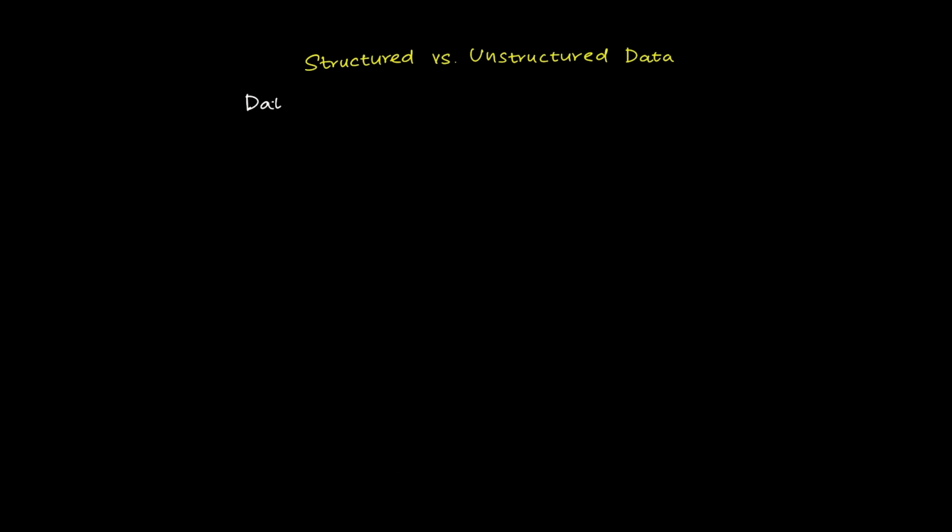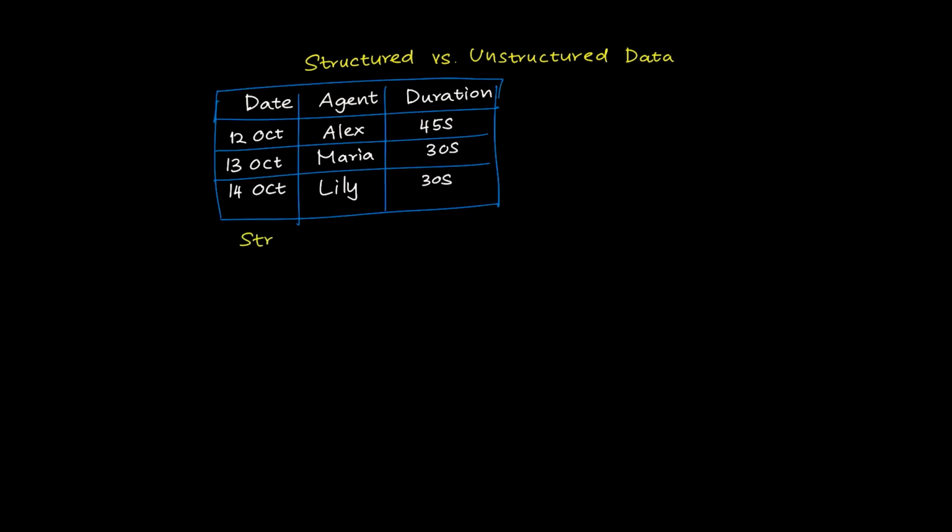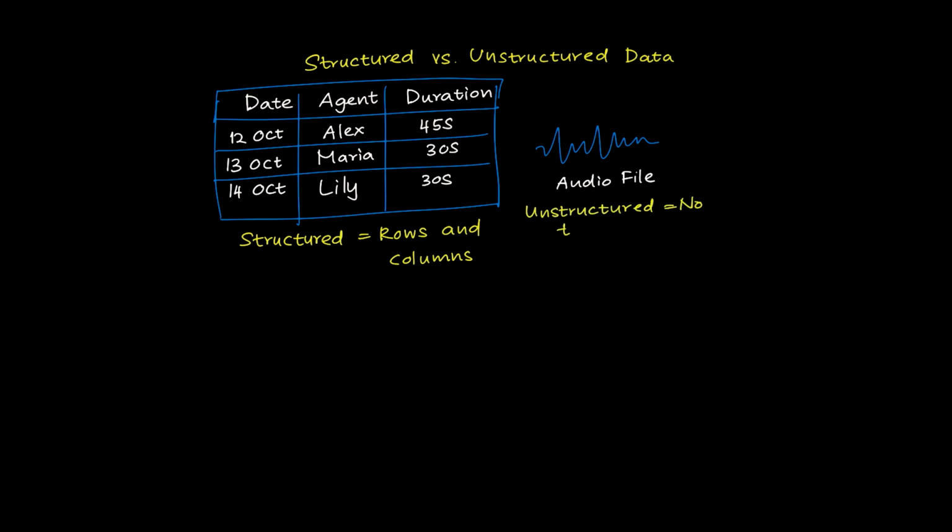You've got two datasets, audio recordings from customer service calls and a spreadsheet of call durations organized by date and agent name. The spreadsheet is structured, rows and columns, clean and organized. The audio recordings, they don't fit into rows and columns at all. There's no standard tabular format for a sound file. That makes audio files unstructured data. The correct answer is that audio files lack row-column organization.